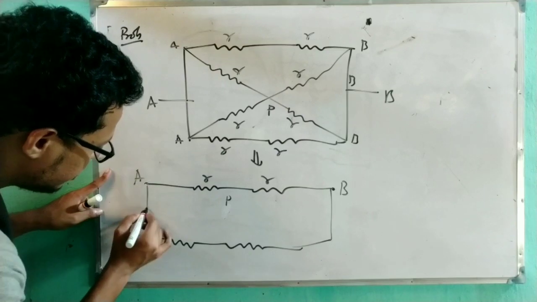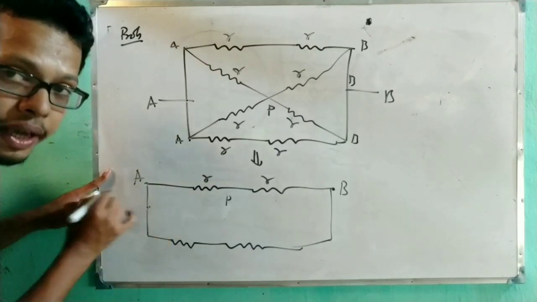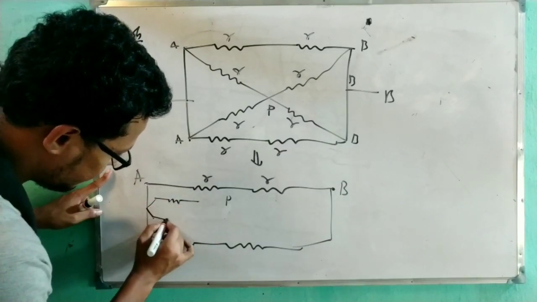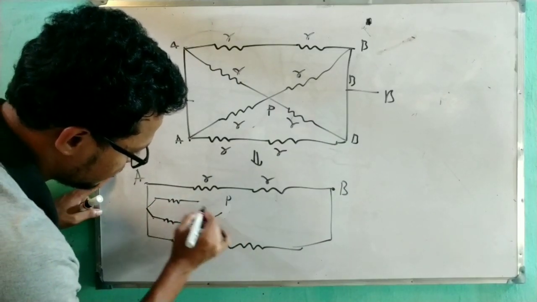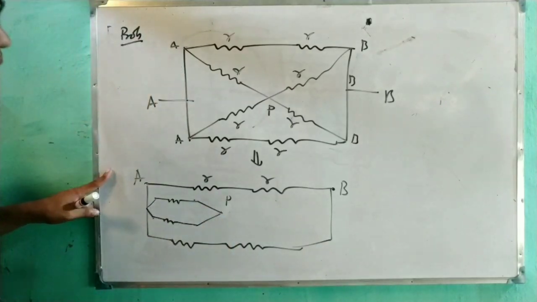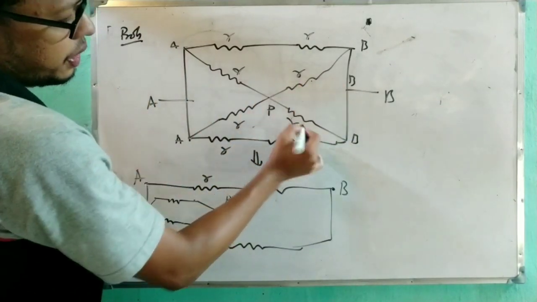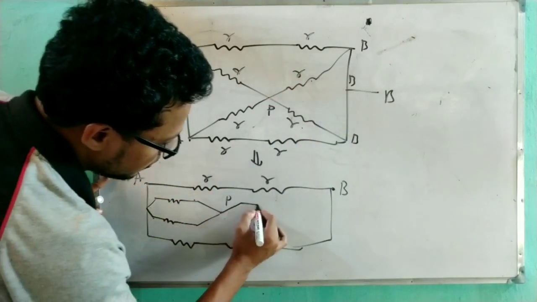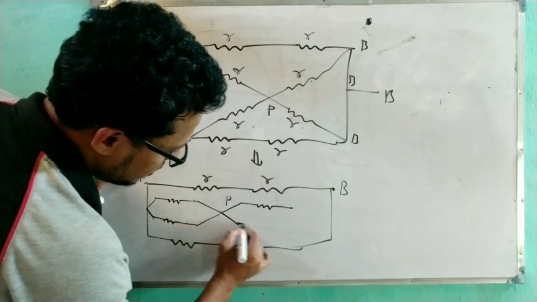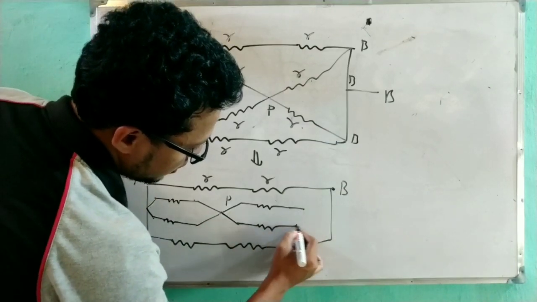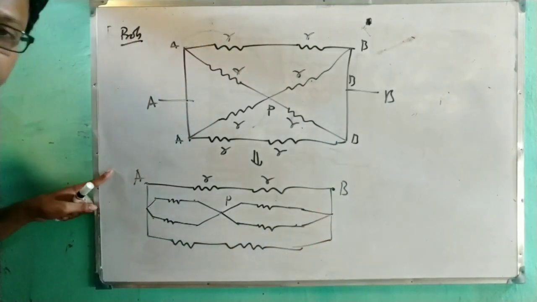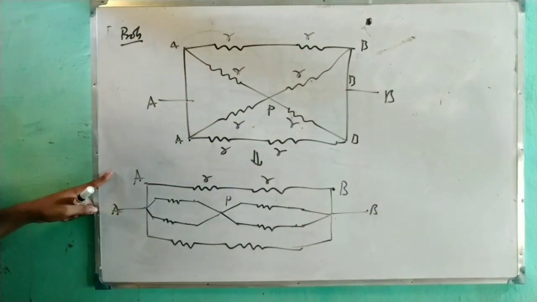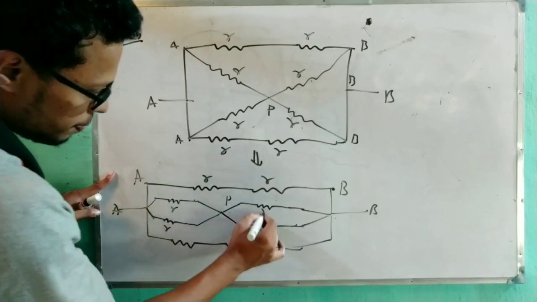This is how I am drawing. See, this point is A, means here also this point will also be A, so here also I can draw. This point is P. Now here this R and this R is connected in between B and P, P and B. Okay, clear? Now this is B point, this is A point. I think now it is clear.